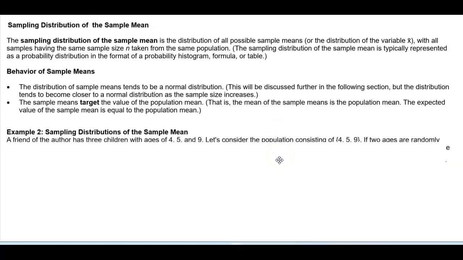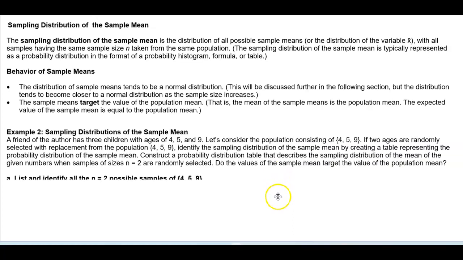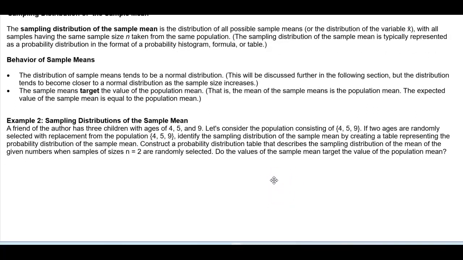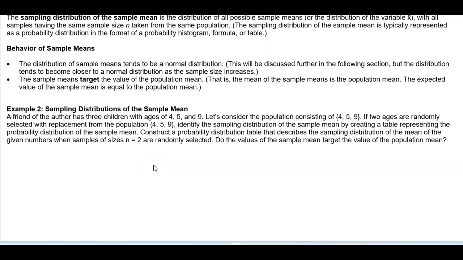So let's take a look at example 2. Sampling distributions of the sample mean. A friend of the author has 3 children with ages of 4, 5, and 9. Let's consider the population consisting of 4, 5, 9. If 2 ages are randomly selected with replacement from the population of 4, 5, 9, identify the sampling distribution of the sample mean by creating a table representing the probability distribution of the sample mean.